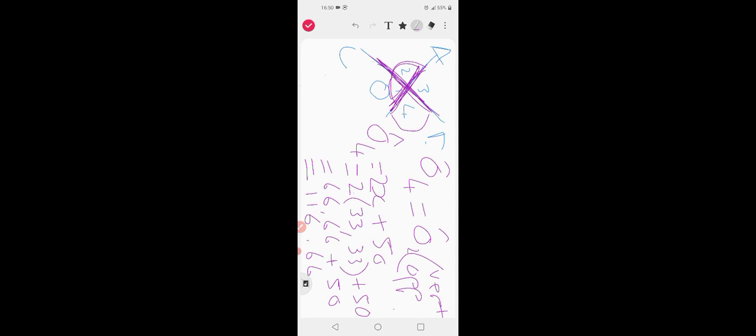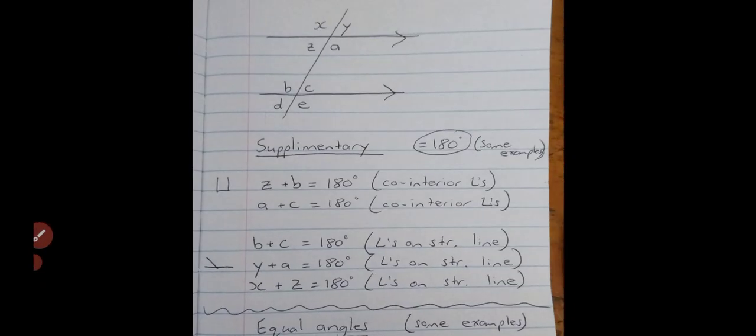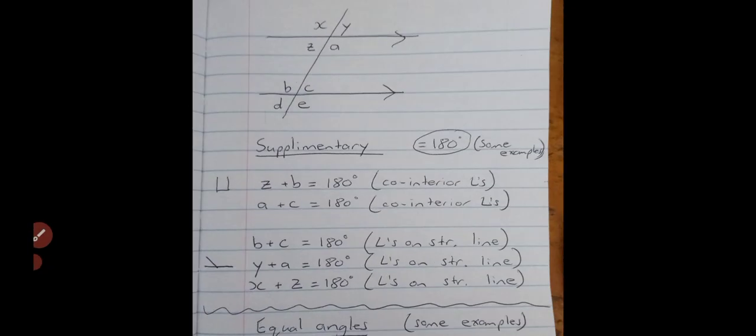I've got another couple of examples here. Let me just open them for you. Vertically opposite, yes. Okay, there we go.